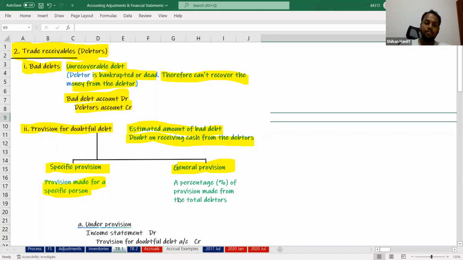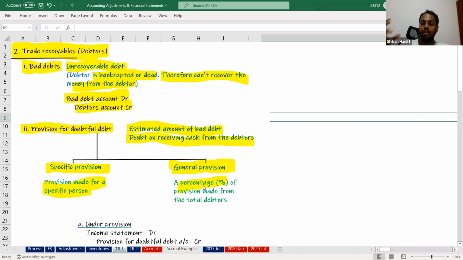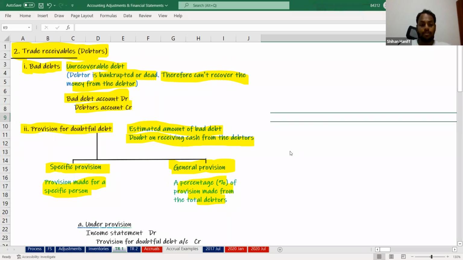The other type is general provision. General means you don't know the people, you don't know the exact amounts. So at the end of the financial year, you take a percentage, 10%, 5% of the total debtors. You make a general provision. Okay, right. So let's do some questions to understand this.